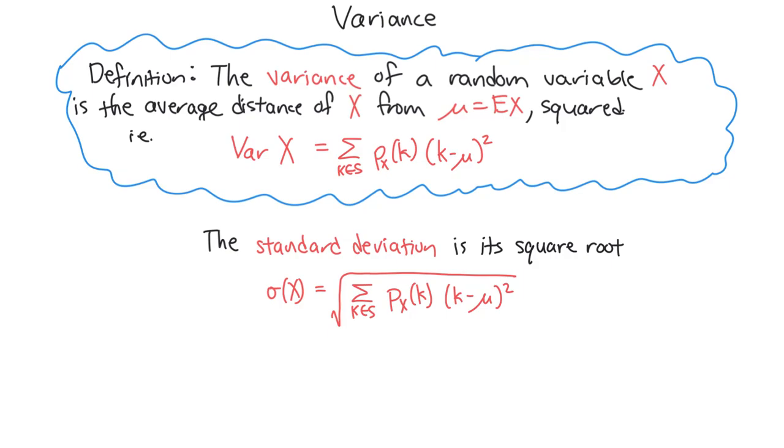Recall that the variance of a random variable measures the average distance of the random variable from its mean mu squared. In particular, we have a formula for variance. Also, recall that standard deviation is a more useful quantity. It is the square root of the variance.